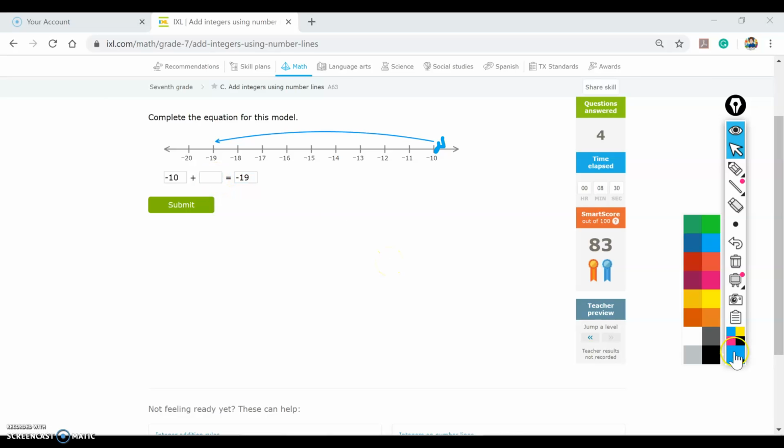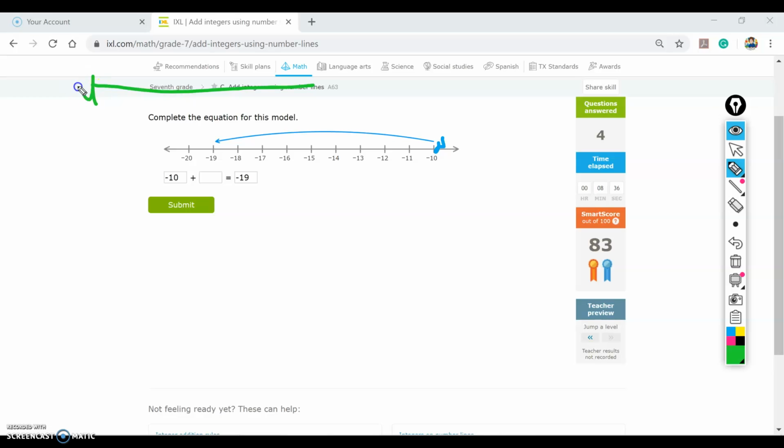Well, then you need to check where your arrow is going. If your arrow goes to the left, that means that the number you would type there is negative. If your arrow goes to the right, then the number that you type there would be positive. So if you think about it, this arrow is going to the left. So that's why whatever number I'm going to write here has to be a negative number, because it's going to the left.